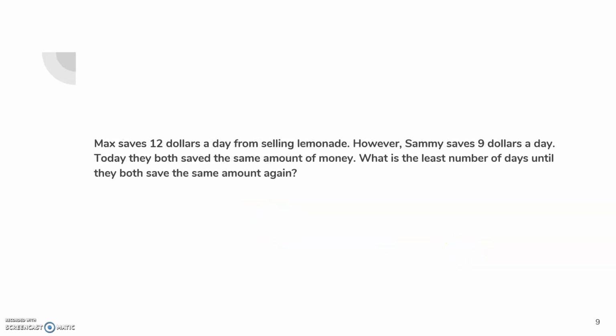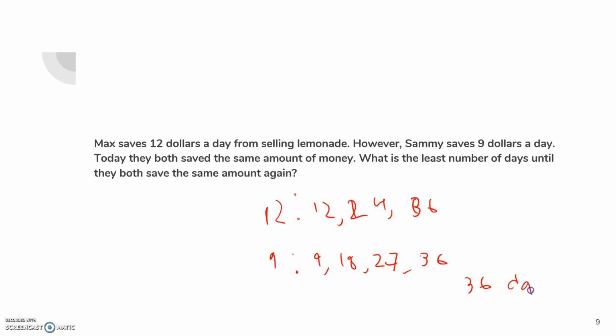Max saves $12 a day from selling lemonade. However, Sammy saves $9 a day. Today they both save the same amount of money. What is the least number of days until they both save the same amount again? So we have 12, 24, and 36. Then we have 9, 18, 27, and 36. So it'll be 36 days.